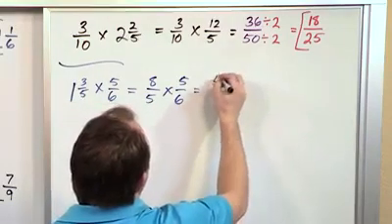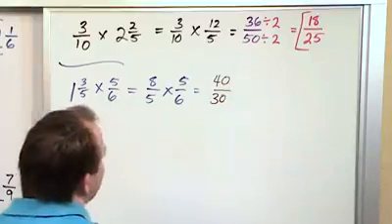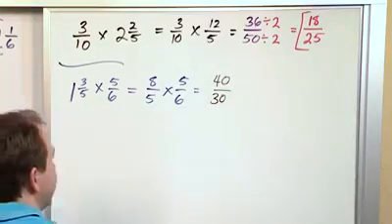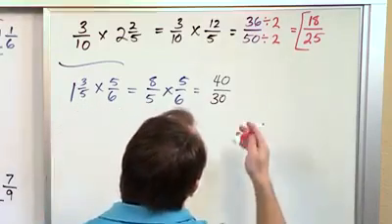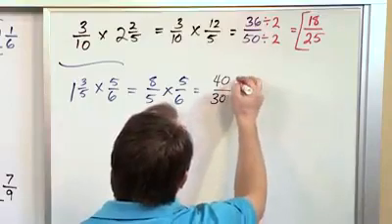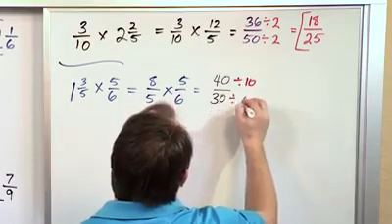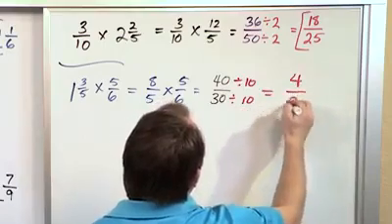8 times 5 is 40. Multiply the bottoms. 5 times 6 is 30. So I have 40 over 30. And that's basically the final answer, but then I look and see, well, I can simplify this. They're both even numbers. I could divide by 2, but I also know that I can divide both of these by 10, so let me do that. And then 40 divided by 10 is 4. 30 divided by 10 is 3.